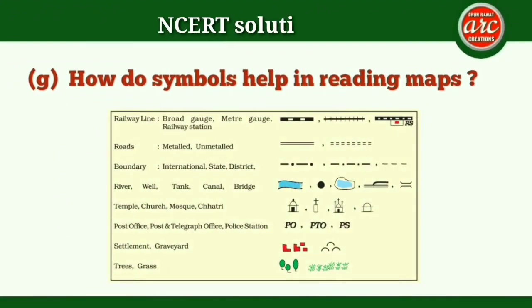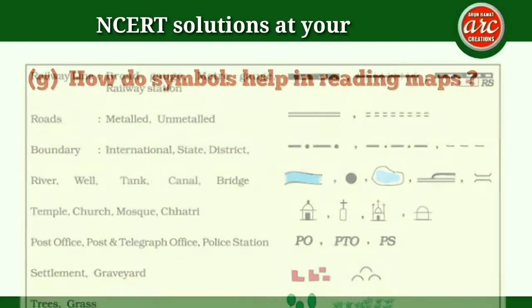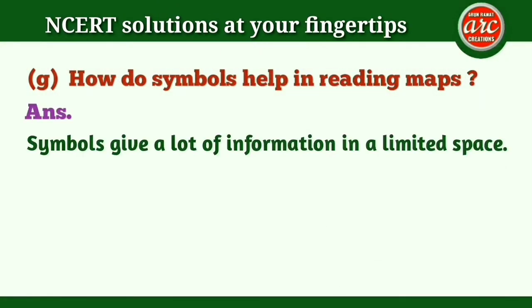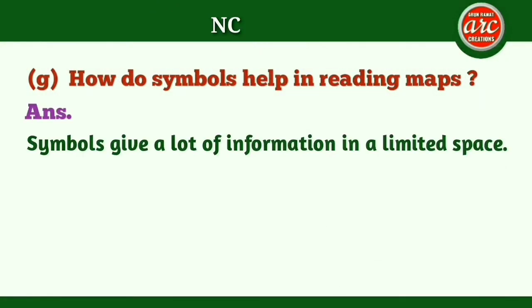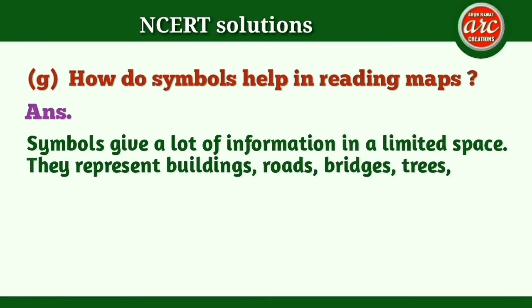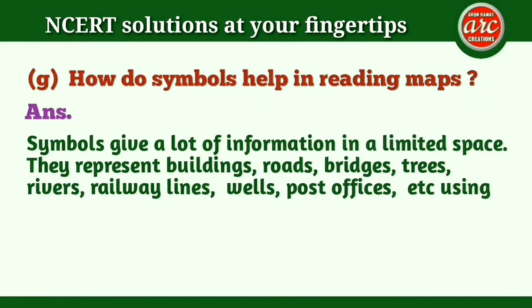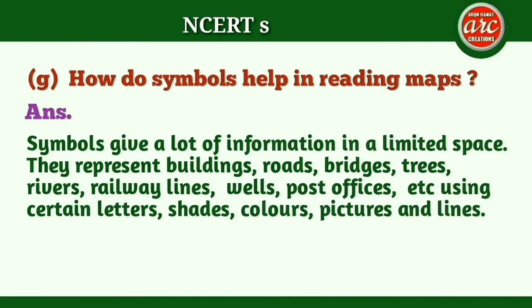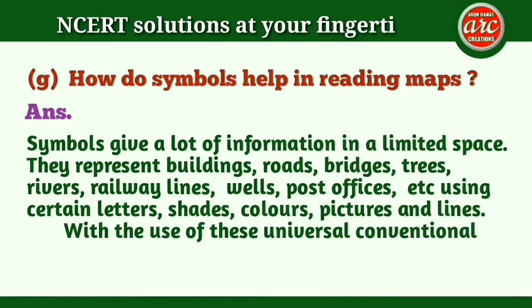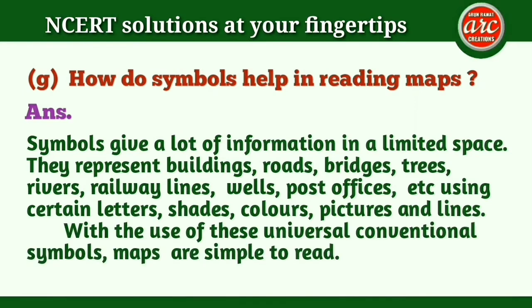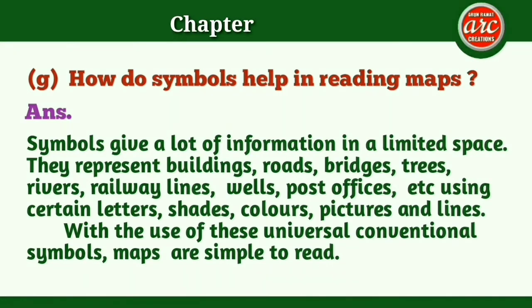G. How do symbols help in reading maps? Answer. Symbols give a lot of information in a limited space. They represent buildings, roads, bridges, trees, rivers, railway lines, wells, post offices, etc., using certain letters, shades, colors, pictures and lines. With the use of these universal, conventional symbols, maps are simple to read.